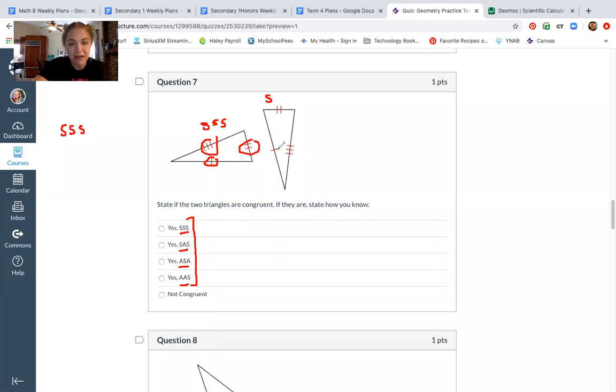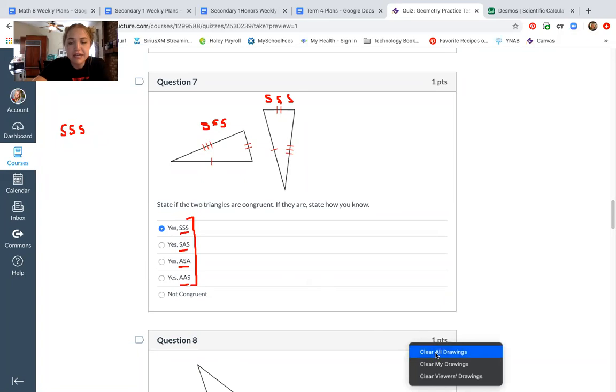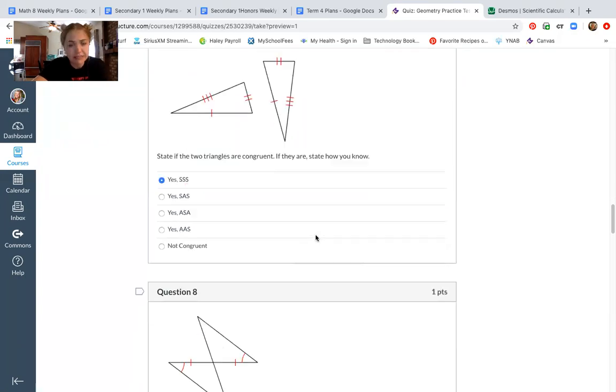So on this one, I've got a side, then a side, and then a third side. So it was pretty easy to see on this one, but these are congruent because of side, side, side. Because the first triangle had a side, a side, a side, and the second triangle had the same 1, 2, 3 markings.